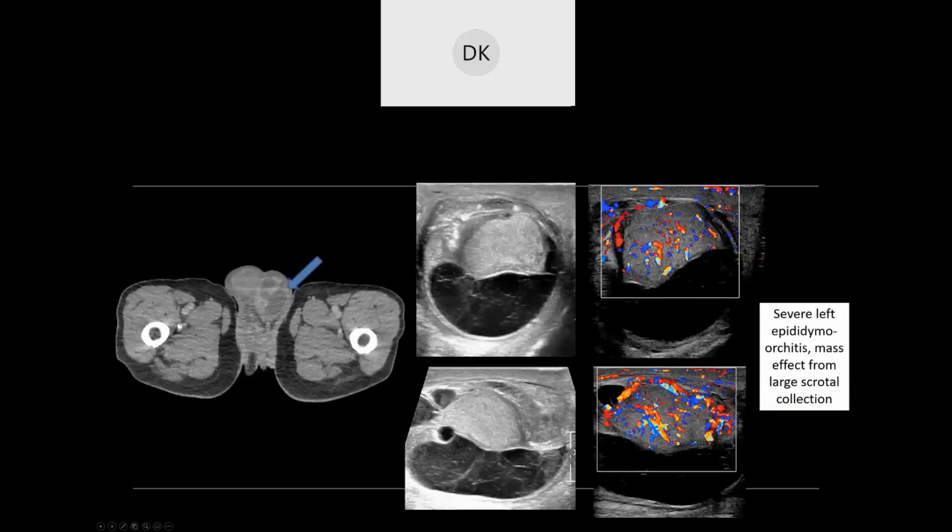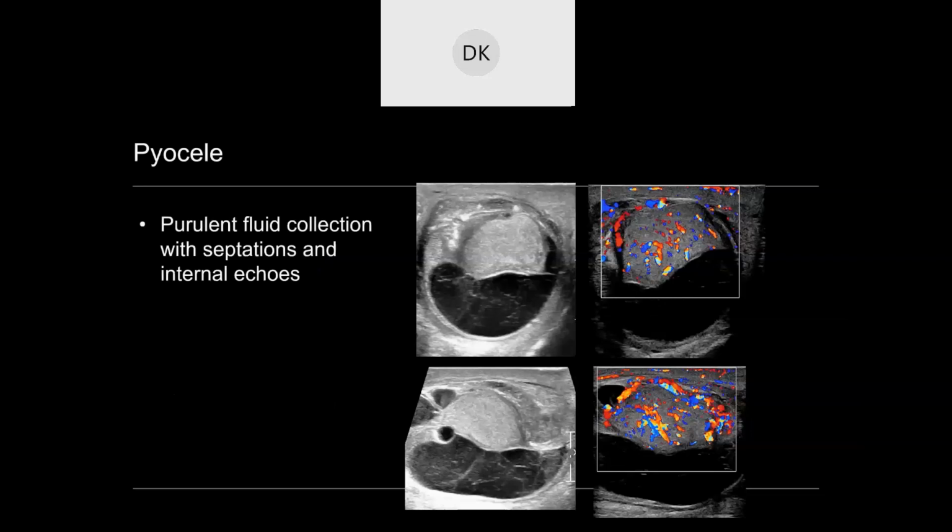And you can see in that left hemiscrotum, we don't see any gas, but we do see rim enhancement about that collection. And this is very typical for a pyocele. So a pyocele is a purulent fluid collection that has septations and internal echoes. And it will often have mass effect because it's not just fluid, it's pus and fluid. And it might have gas or peripheral hyperemia.